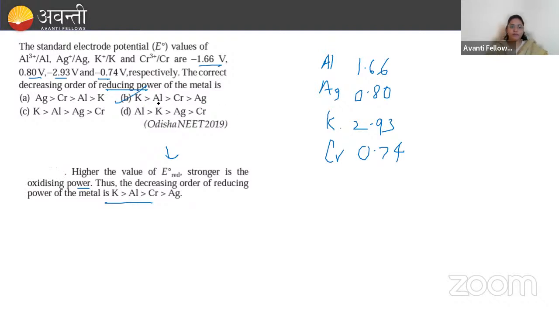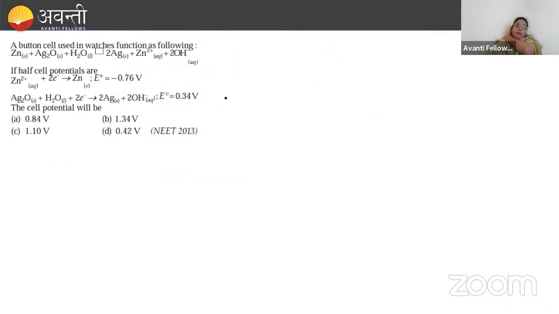Option B. Right? Next question. A button cell. Cell का प्रश्न है देखो. Button cell is used in watches, function as... So we have given a reaction. Half potentials are like this way. What will be the cell potential?